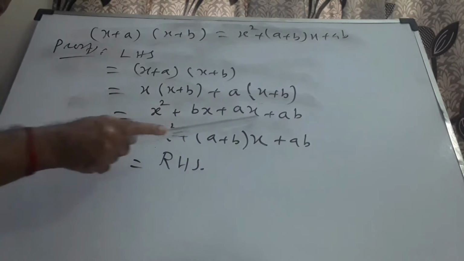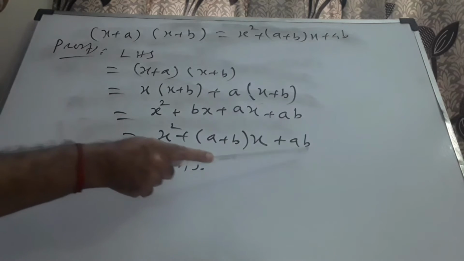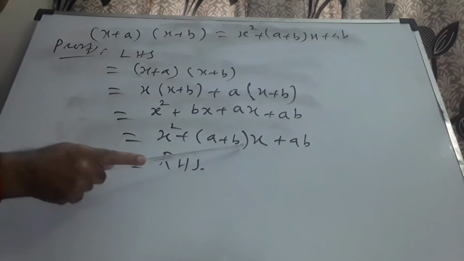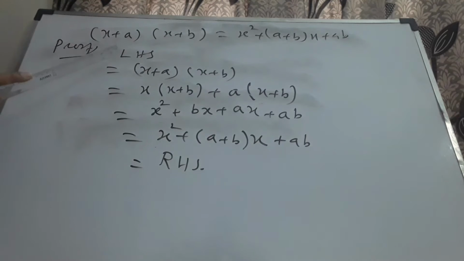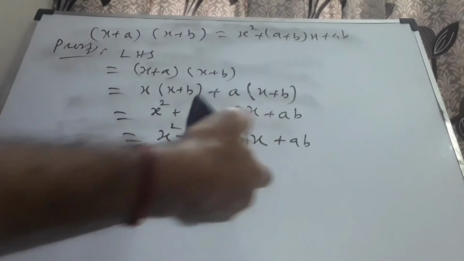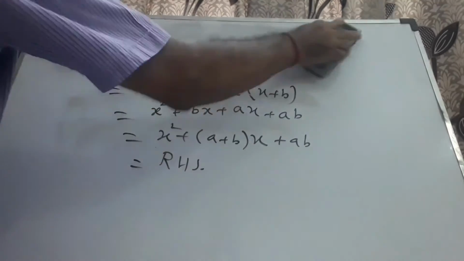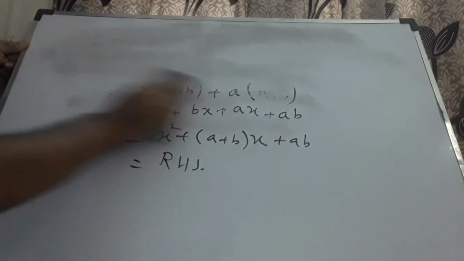I will be able to take the common factor x out. Now for x² + (a + b)x + ab, ax + bx can be written as (a + b)x, plus ab. So I start with LHS and I end with RHS. Therefore, (x + a)(x + b) becomes x² + (a + b)x + ab. This is how we get the proof algebraically.